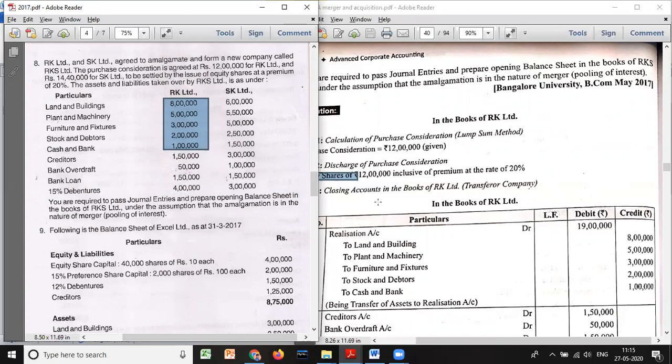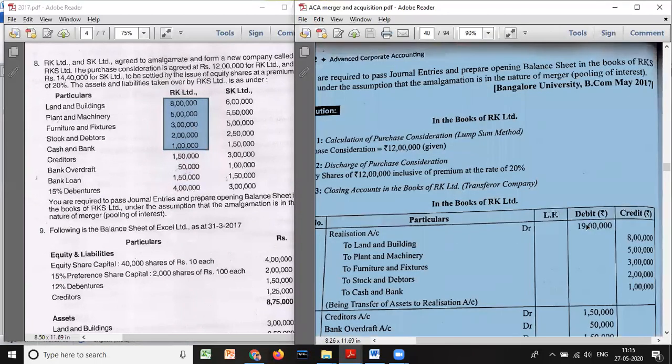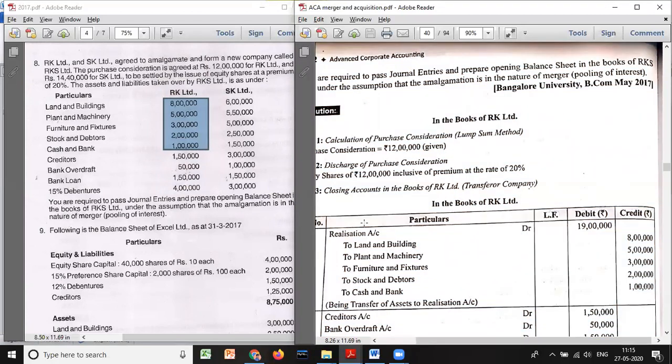So look here, 8 lakh, 5 lakh, 3 lakh, 2 lakh, 1 lakh. If you total, it will be 19 lakh. So realization account debit 19 lakh to all these assets, being transfer of assets to realization account. And when it comes to merger, please keep in mind, in this question they have not given any reserve.